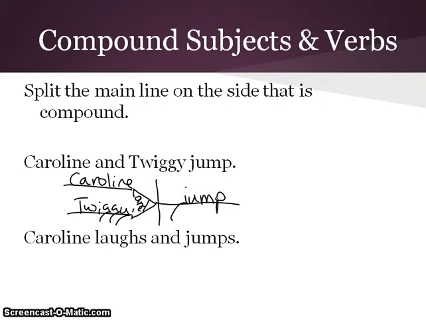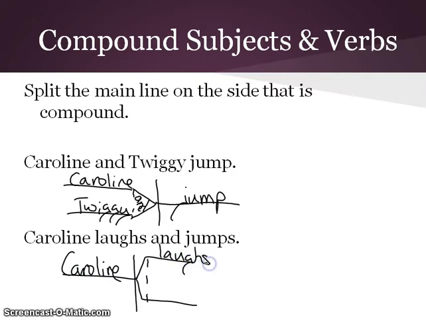If the verb is what's compound, you simply flip the split part. So it would look like this. And you'd still have that main line separating it. So Caroline, the subject, would go here. Caroline does two things. She laughs and she jumps.